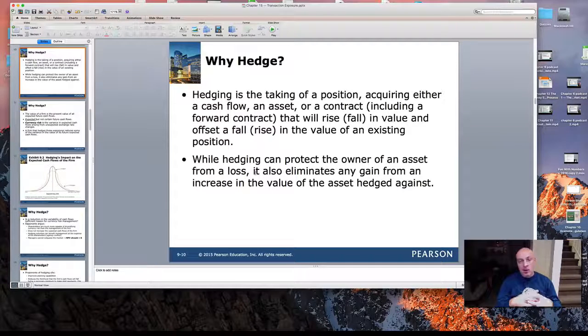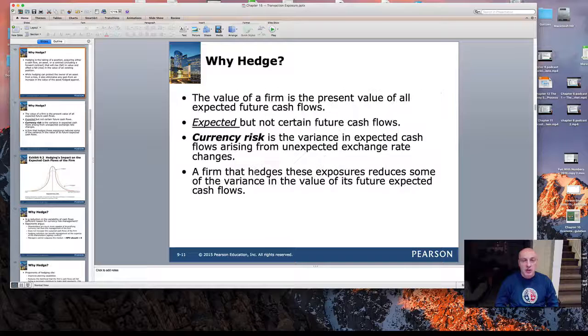However, it will also eliminate any gains, or it can limit the amount of gains that we have in the future if we hedge. So again, why do we hedge? We hedge so that we can protect the company against adverse foreign exchange losses, and by doing that, what we give up is some of the upside that's associated with that.